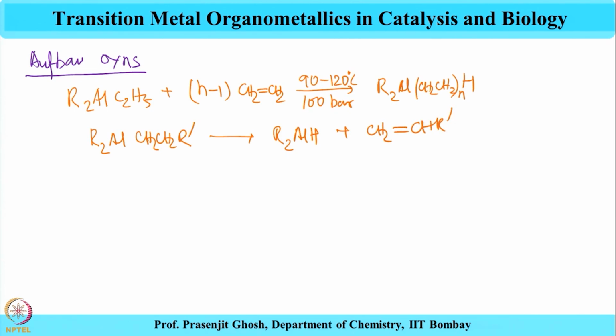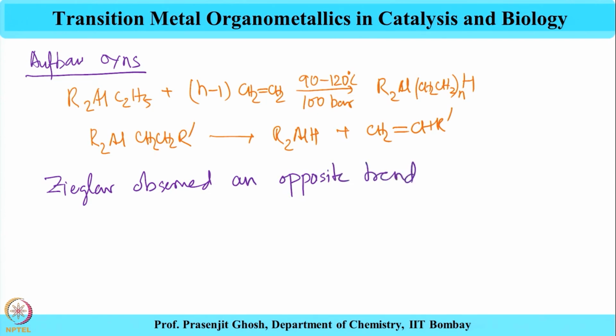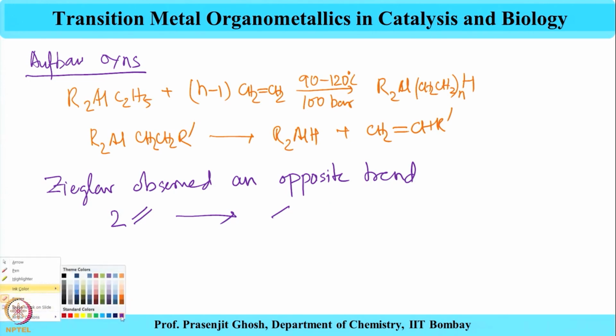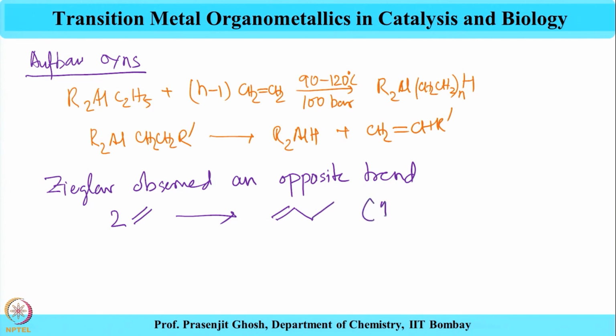Now, it is while observing the production of long chain aliphatic compounds that Ziegler observed an opposite trend, and the opposite trend was that instead of obtaining polymers, what was obtained was 2 molecules of ethylene gave away to one butene, 1-butene in quantitative yields.